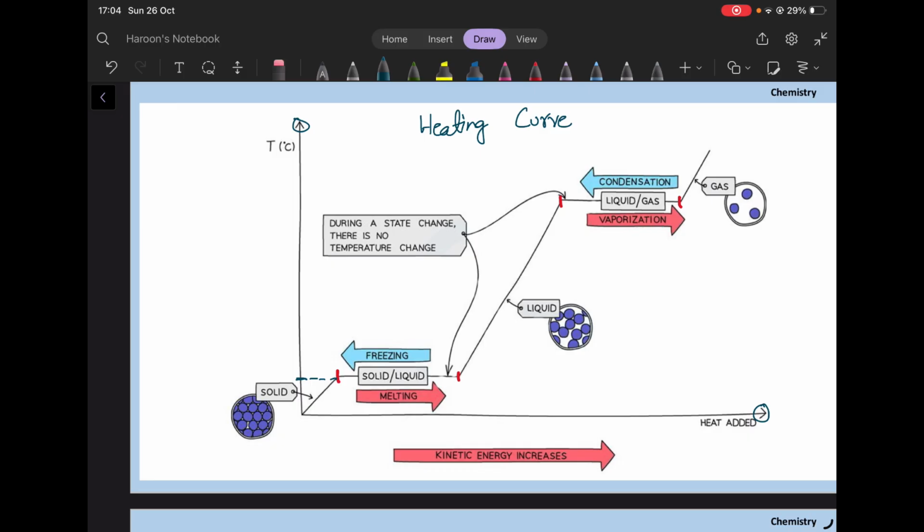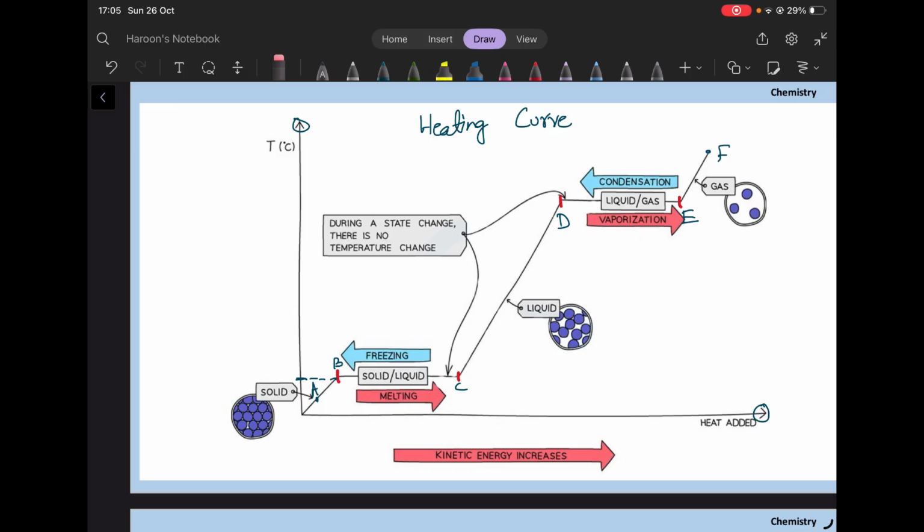So let's say this is point A, point B, this is C, D, E, and let's say somewhere around here we have F. So at point A, you can see the temperature is increasing.